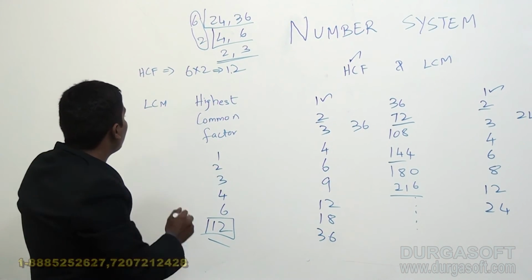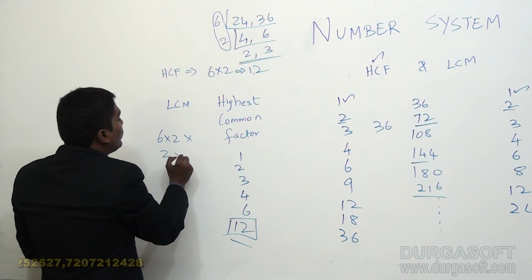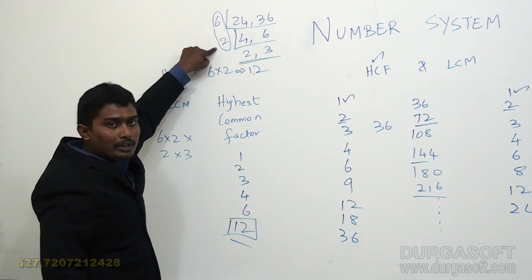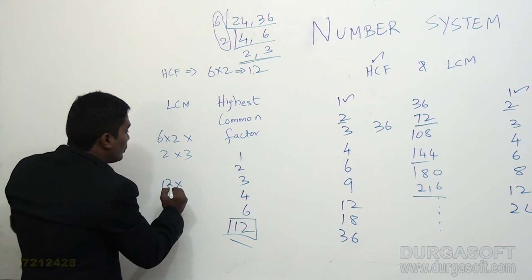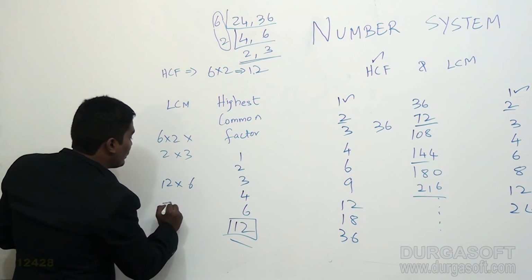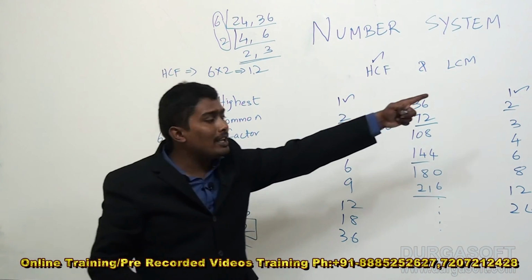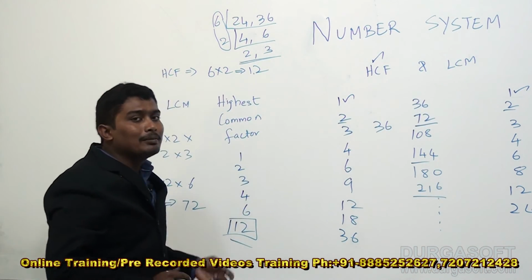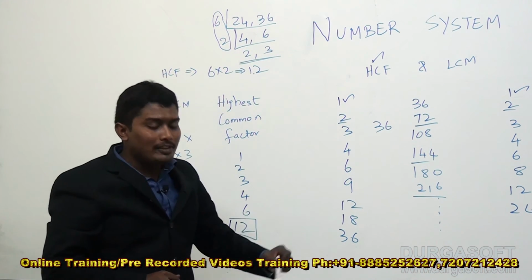So your LCM will be 6 into 2 into 2 into 3. So 6 into 2 into 2 into 3. 6 2s are 12, 12 into 3 is 36... So 12 into 6 will give you the answer 72. So as we found the LCM there, we have found the same LCM 72 here. So this way you can find it easily using this L division method.